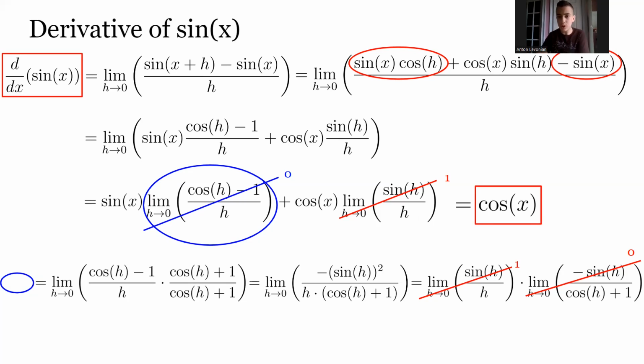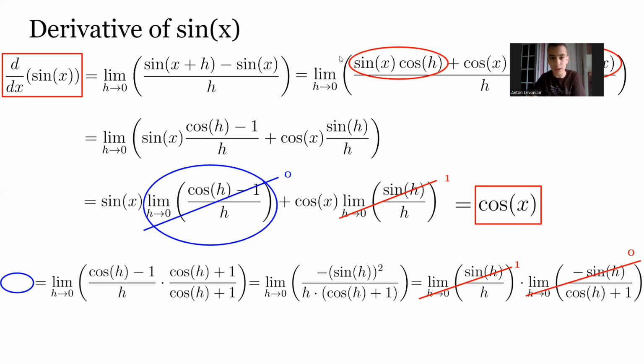So does anybody have any questions about how we did this? Because this is an important proof that you should probably be familiar with. Anyone have any questions about this?